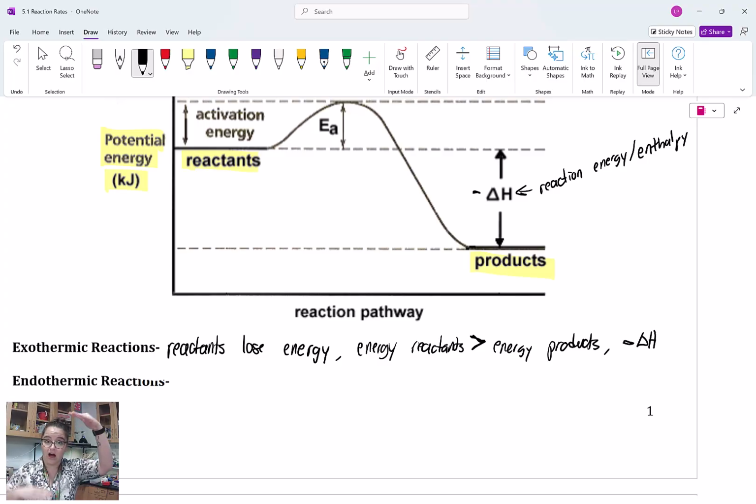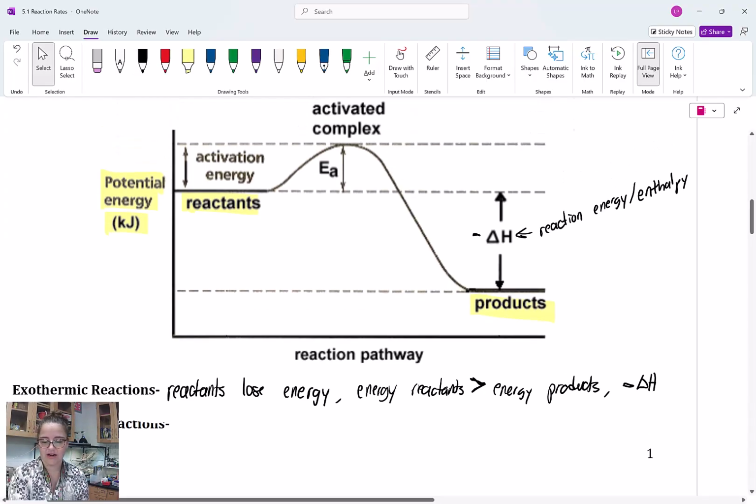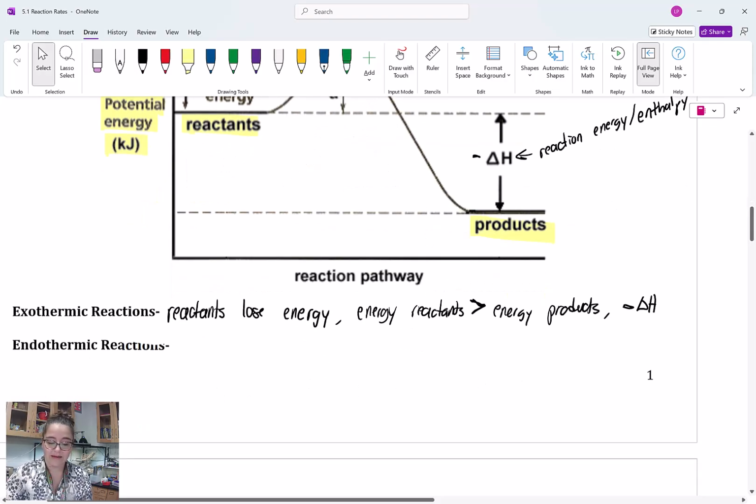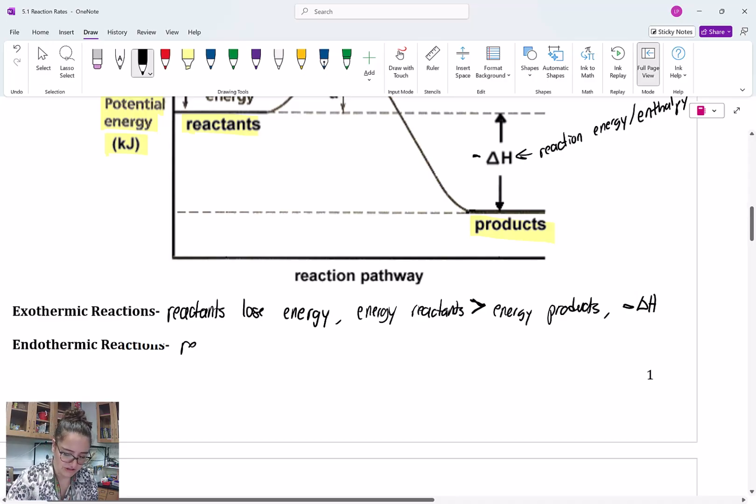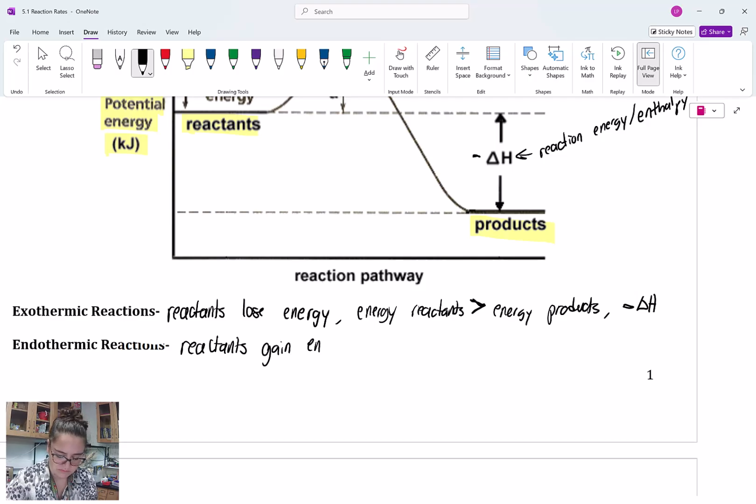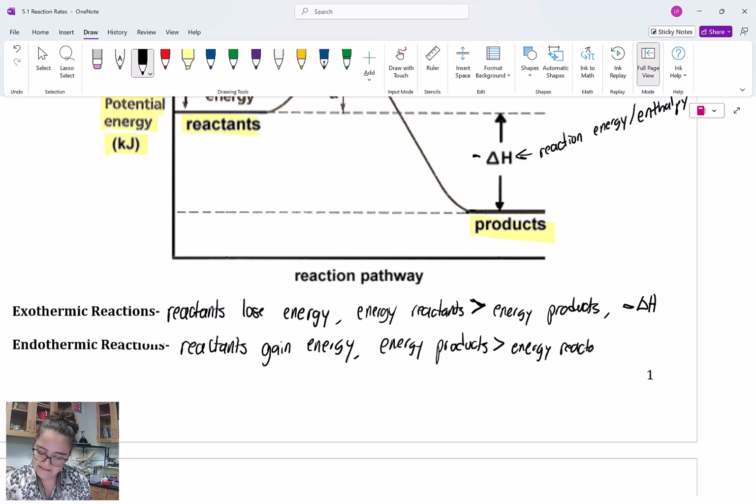Now, if it was the opposite way around on this chart and the products were like up there, okay, then it would be an endothermic reaction. And in an endothermic reaction, the reactants gain energy. Okay, so the energy of the products is greater than the energy of the reactants, and it has a positive reaction energy.